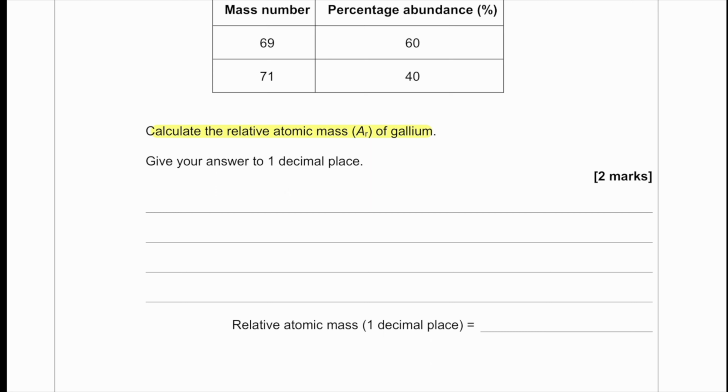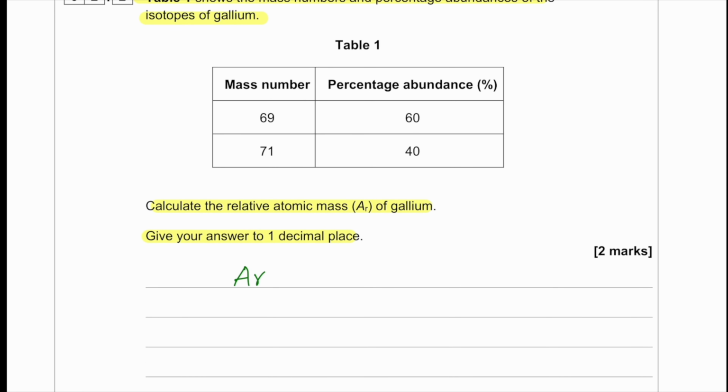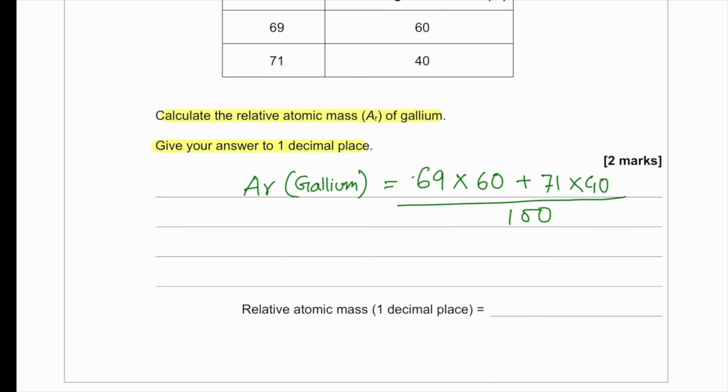Calculate the relative atomic mass, Ar, of gallium. So if we are trying to find out the Ar of gallium, we can do it by multiplying the first mass number by its percentage abundance and the second mass number by its percentage abundance, and then we will divide it by 100. This will give us our final answer, which is 69.8. Our answer is to be given up to 1 decimal place. So we can write the whole thing.